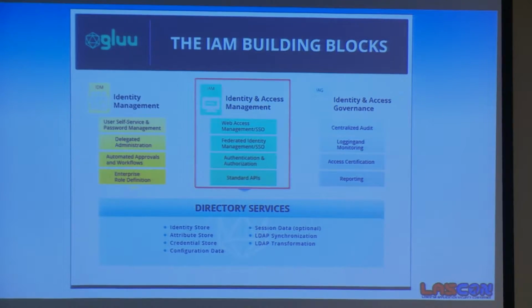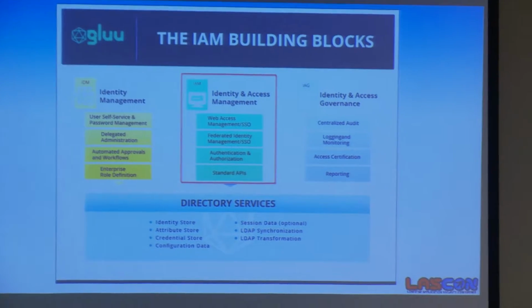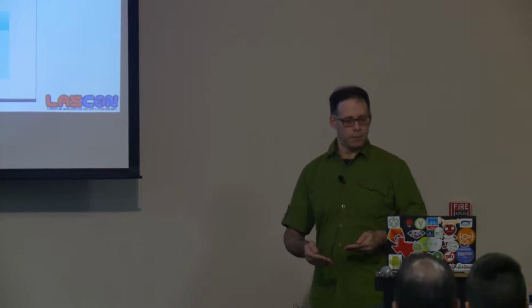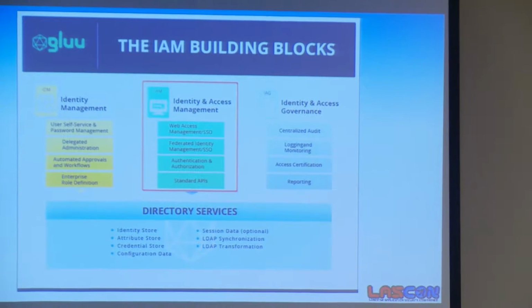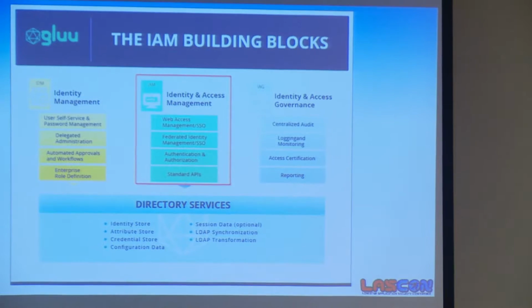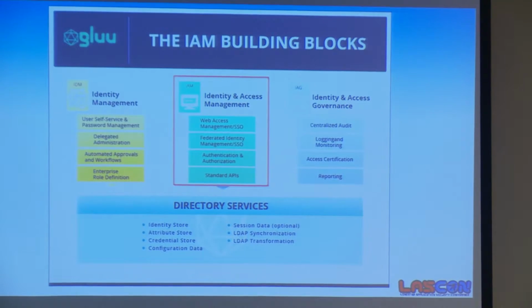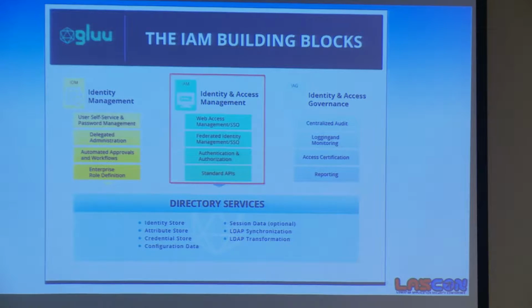So IAM, which is the topic of this talk, is identity and access management. You could think of that as the APIs that applications use to interface with the identity infrastructure. IAG, or Identity and Access Governance, you can think of this as like the brains of the system. At some point, you need an inventory of all of your roles and responsibilities, and you need to make decisions about who should get access to what.